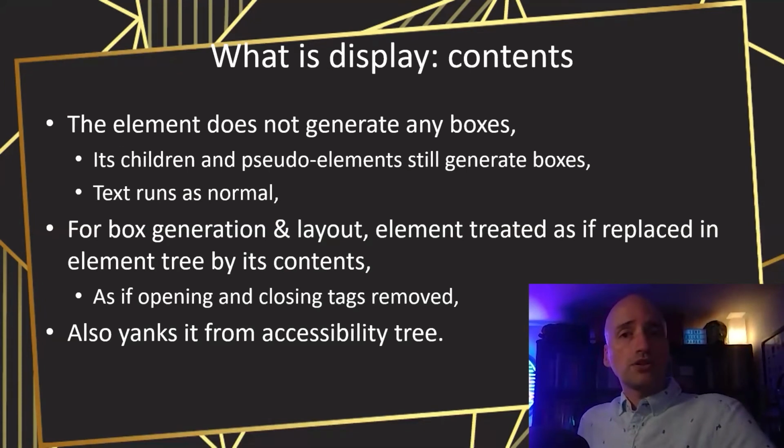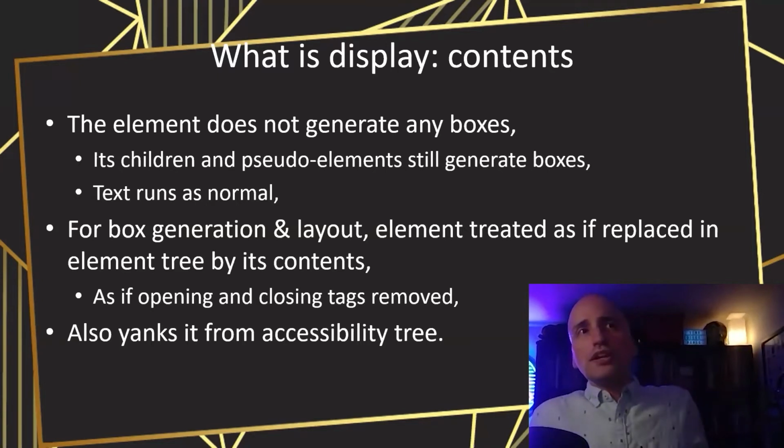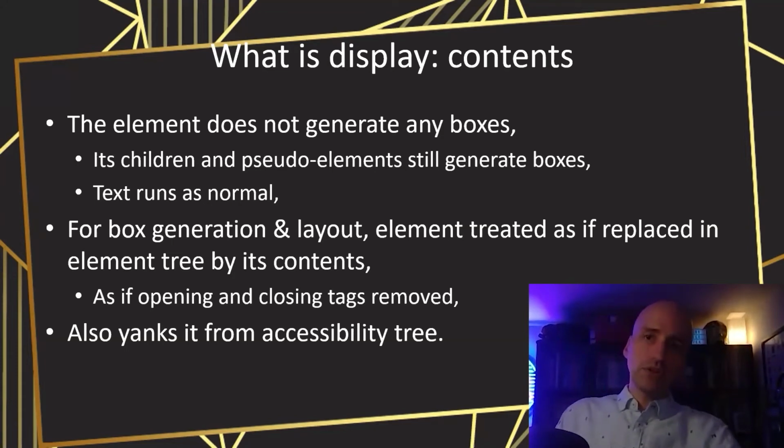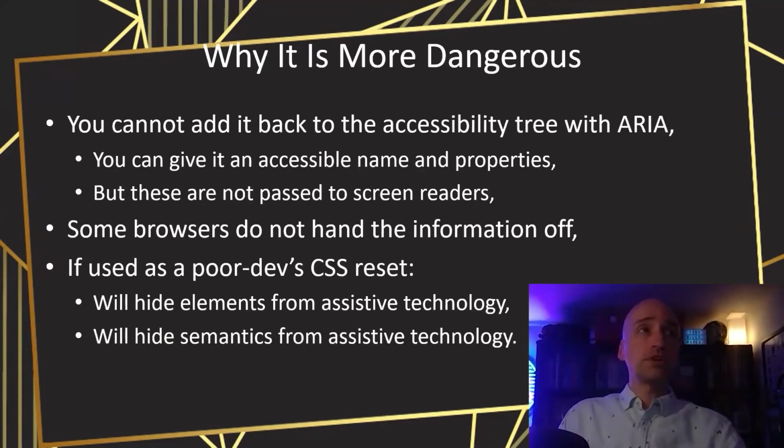Now, you might have heard of display contents. I'm seeing it kind of become the new hotness, so I'm calling it out specifically. When you use display contents, it essentially doesn't let the element generate any boxes. Children will still generate boxes, but the text is just treated basically as text. It's essentially treated like it's replaced by its own contents, kind of like yanking out the opening and closing tags. As a result, it gets pulled from the accessibility tree.